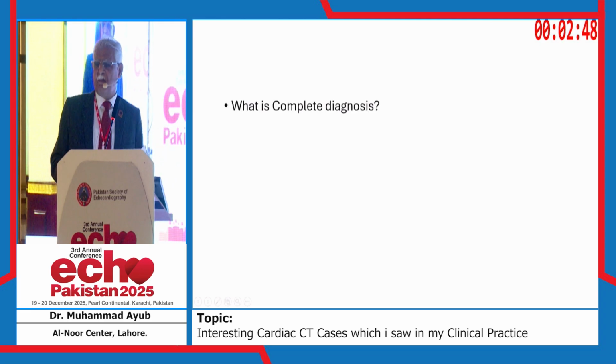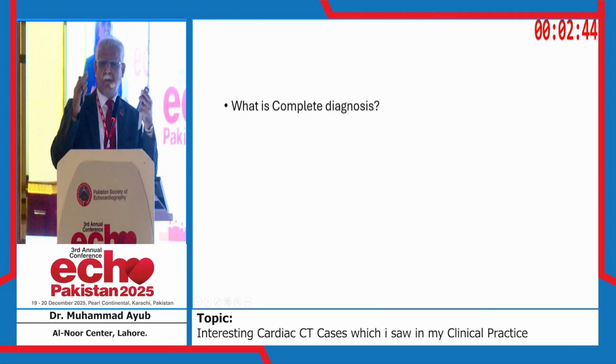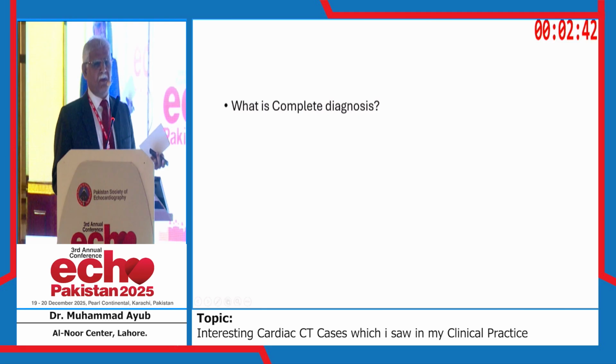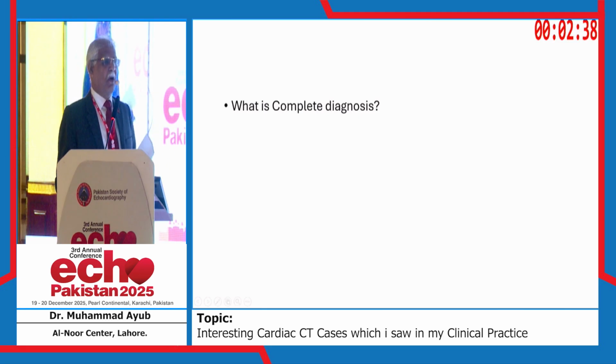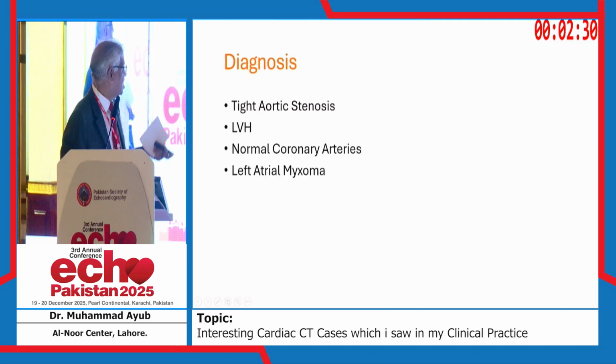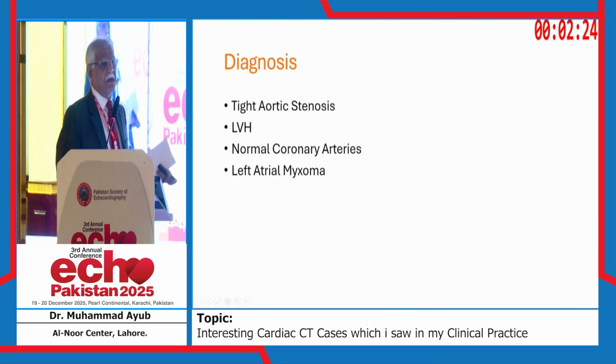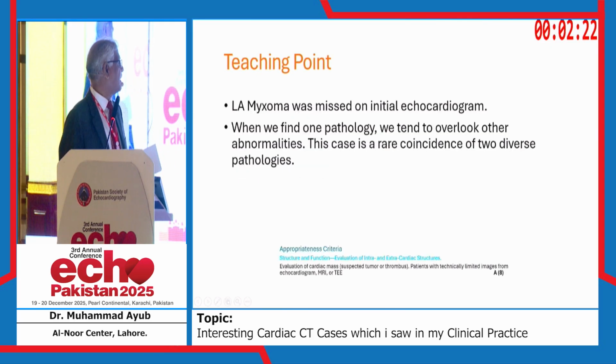Why? Because when we find one pathology, we just concentrate on that pathology. We are too involved in it, and we are likely to miss other things. So our echo should be very, very comprehensive, not missing anything. The final diagnosis was tight aortic stenosis and LA myxoma. These were two coincidental things which occurred together.